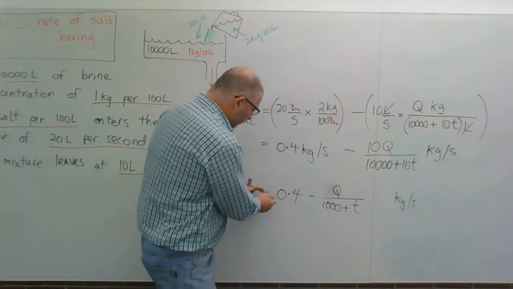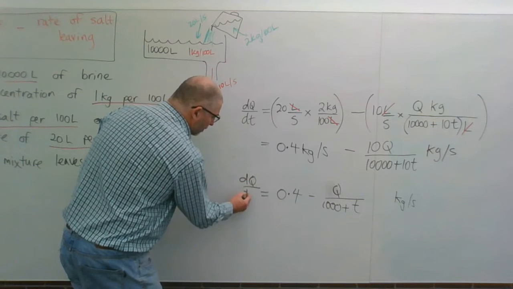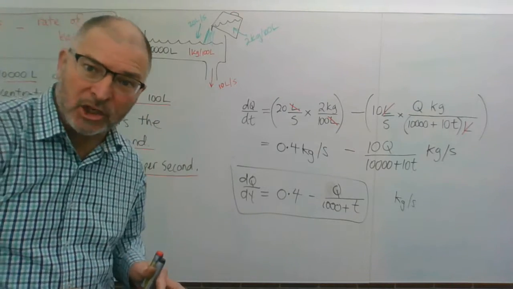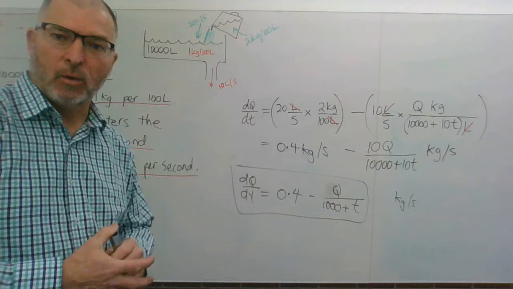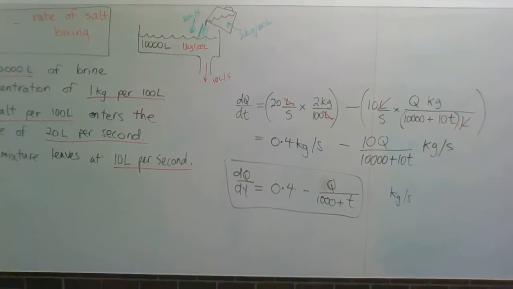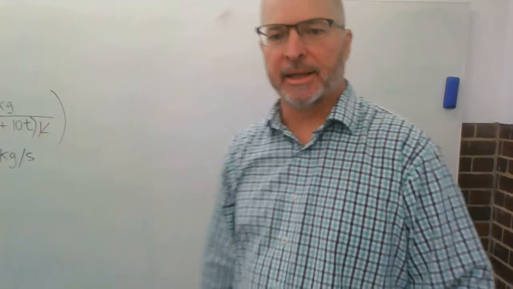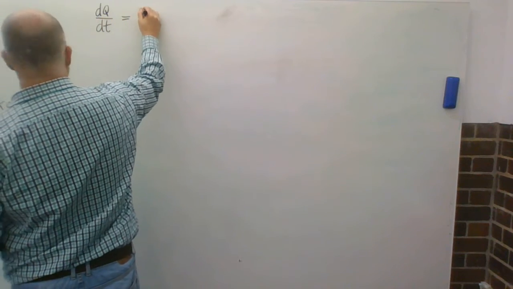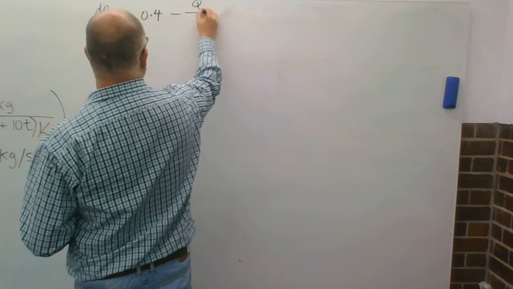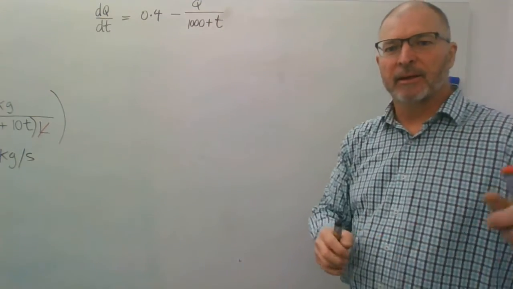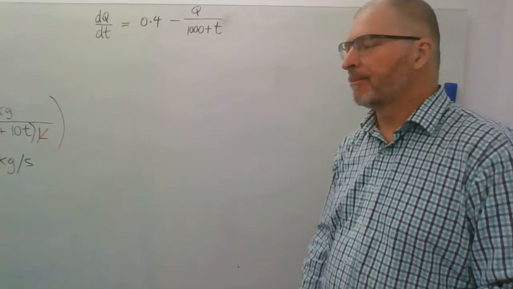the kilograms per second. This is my dQ/dt, which I'm interested in because I'm now going to want to solve that differential equation to figure out what is the equation for the actual amount of salt in there at any time t. So I'll go over here, get myself a bit of space and solve that. So I'm solving dQ/dt equals 0.4 minus Q on 1,000 plus t. I'm solving that differential equation there.